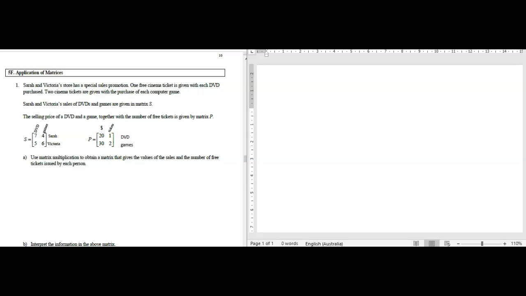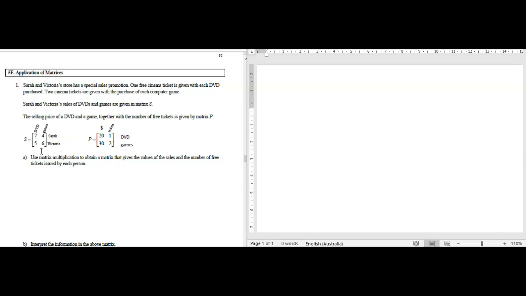2 cinema tickets are given with the purchase of each computer game. Okay, so 1 cinema ticket with a DVD, 2 if you buy a computer game. So Sarah and Victoria's sales of DVDs and games are given in matrix S. Okay, so you can see matrix S here. So the selling price of a DVD and a game together with a number of free tickets is given in matrix P.